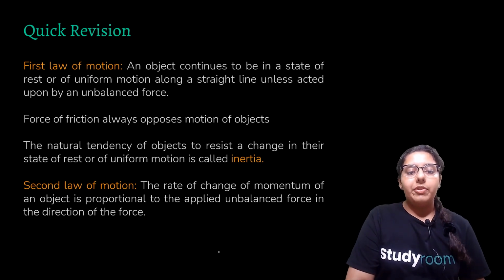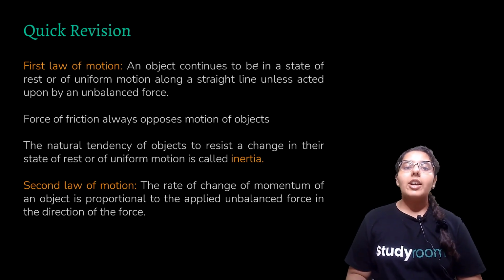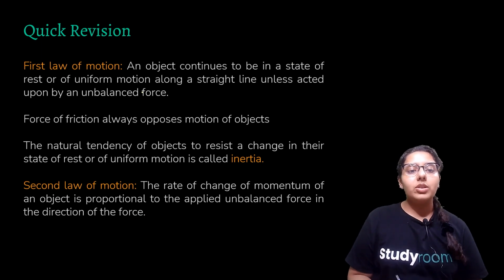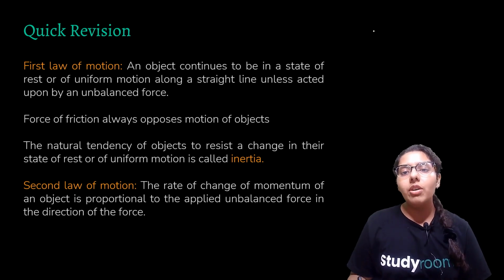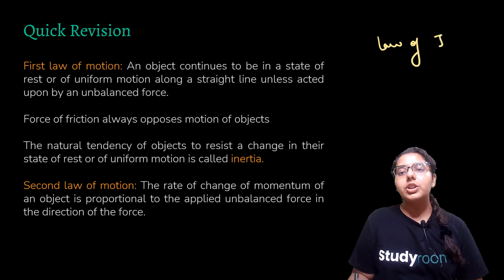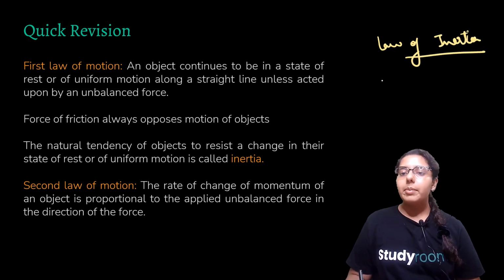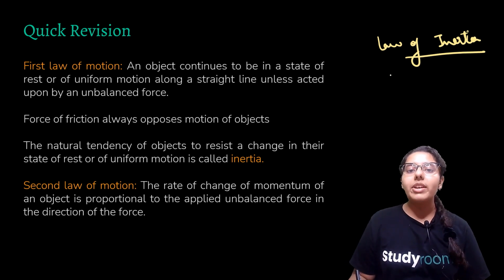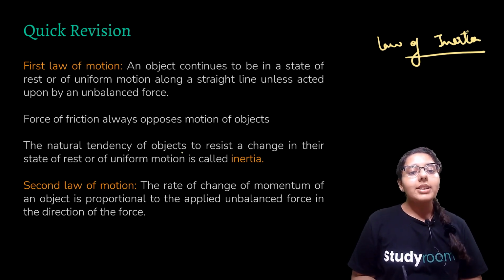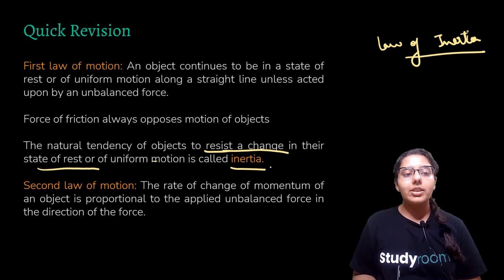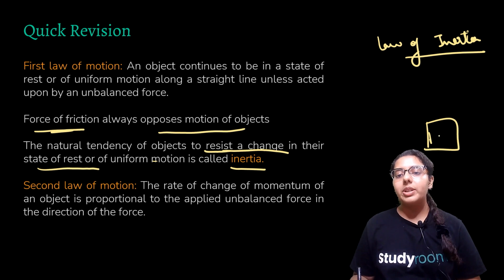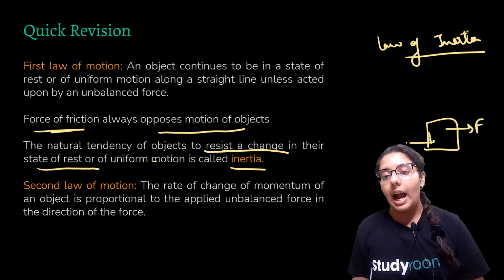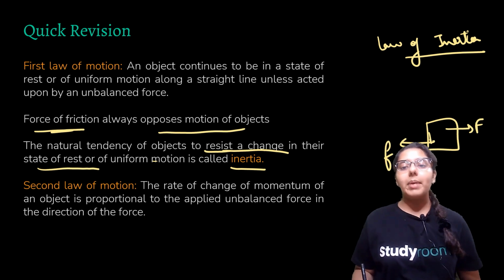So firstly, we studied the first law of motion. An object continues to be in a state of rest or uniform motion along a straight line unless acted upon by an unbalanced force. So this is your law of inertia, right? What was inertia? The tendency to remain at rest if you are at rest and remain moving if you are moving. So the natural tendency of objects to resist change in their state of rest or uniform motion is called inertia. Force of friction always opposes the motion of objects. For example, if force is applied in this direction, friction will always act in the opposite direction, and friction is denoted by small f, okay?